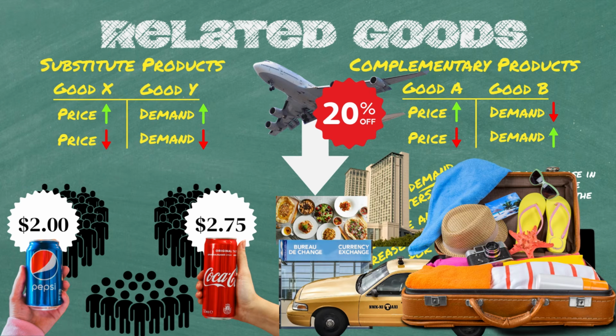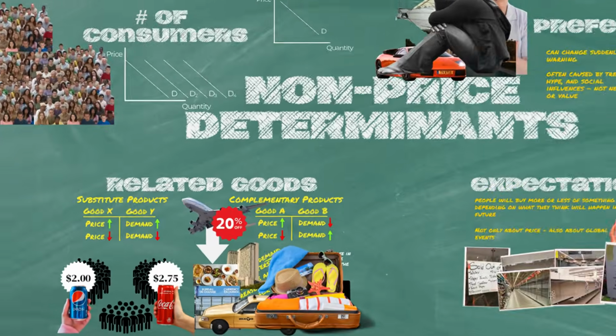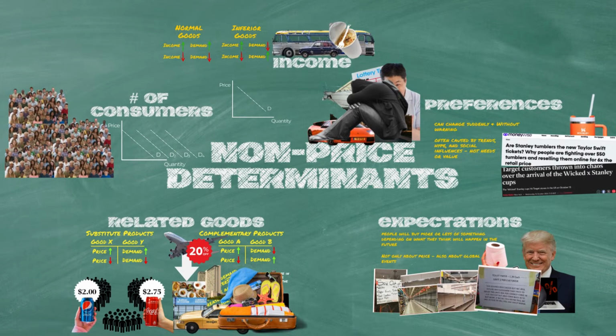And that about does it for the non-price determinants. Be sure you understand not only why, but also how each of them shifts the demand curve. For the SL students, you can stop here. For the HL students, sorry, but we still have a bit more to go, but hang in there. We're almost done.